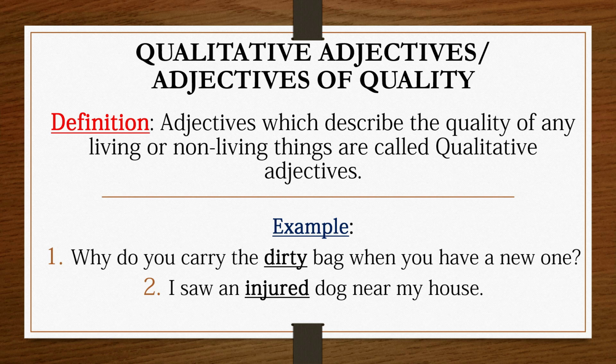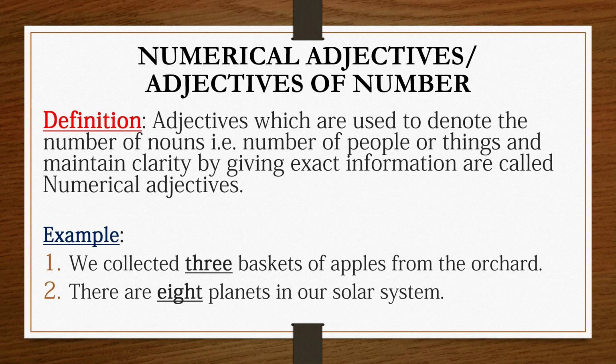So let's check the next example, that is the numerical adjectives or the adjectives of number. Adjectives which are used to denote the number of nouns, that is the number of people or things, and they also maintain clarity by giving the exact information, meaning the exact number will be given to us. That's why they are called numerical adjectives or adjectives of number.